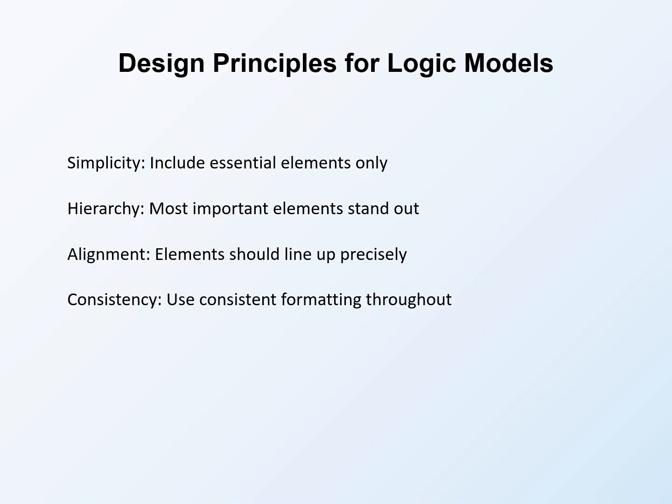Alignment requires that elements line up precisely both horizontally and vertically. Sloppy alignment looks unprofessional and can actually confuse relationships between elements. Use grid lines and alignment tools in your software to ensure precision. Even small misalignments are noticeable to reviewers and suggest carelessness.